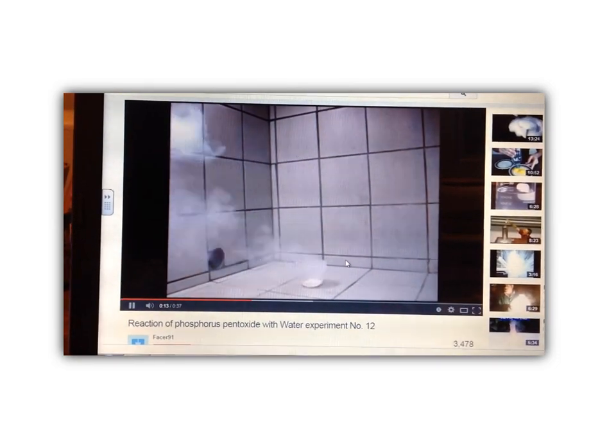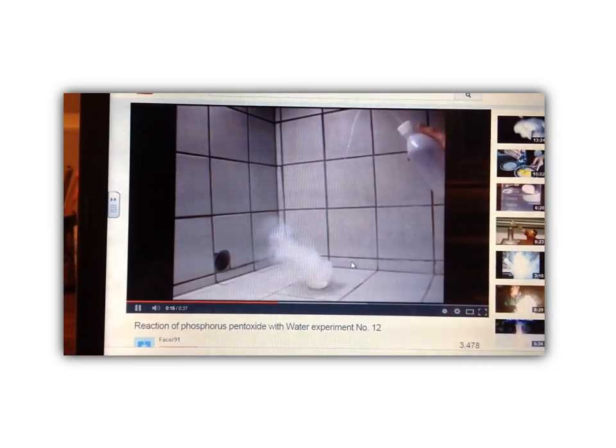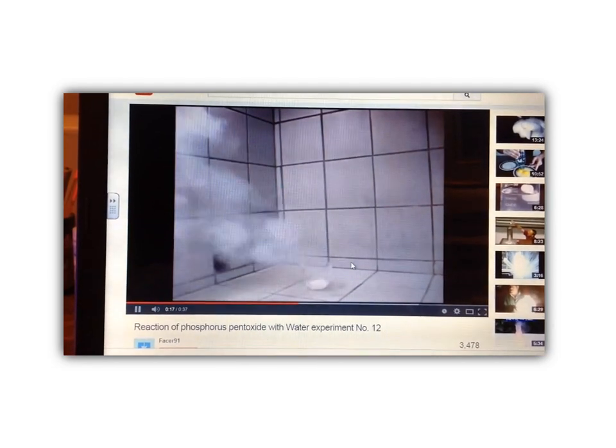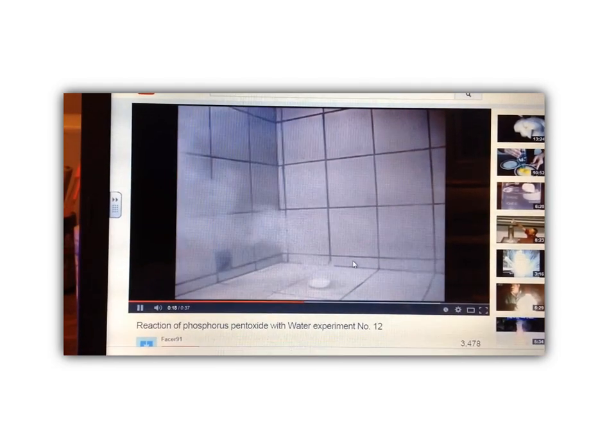Phosphorus pentoxide, when water is put onto it, actually is a highly exothermic reaction and forms some phosphoric acid in the process.